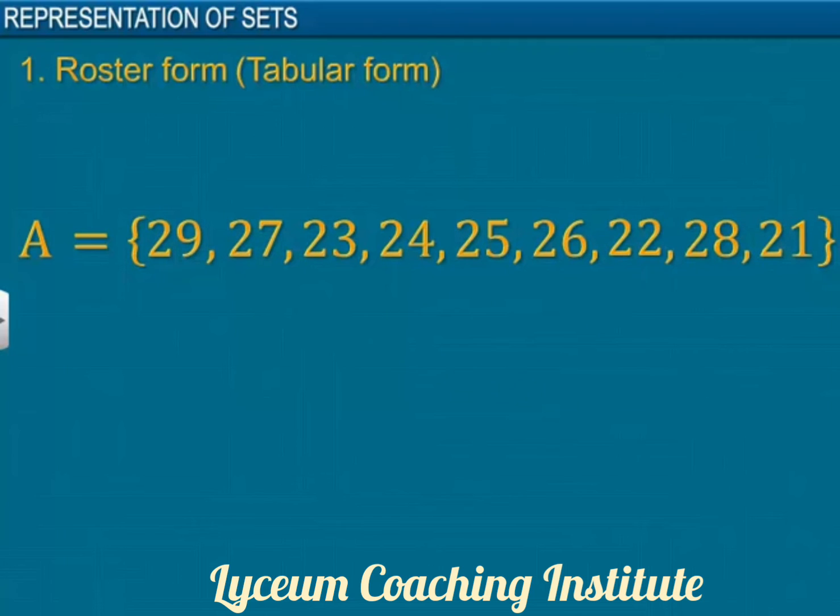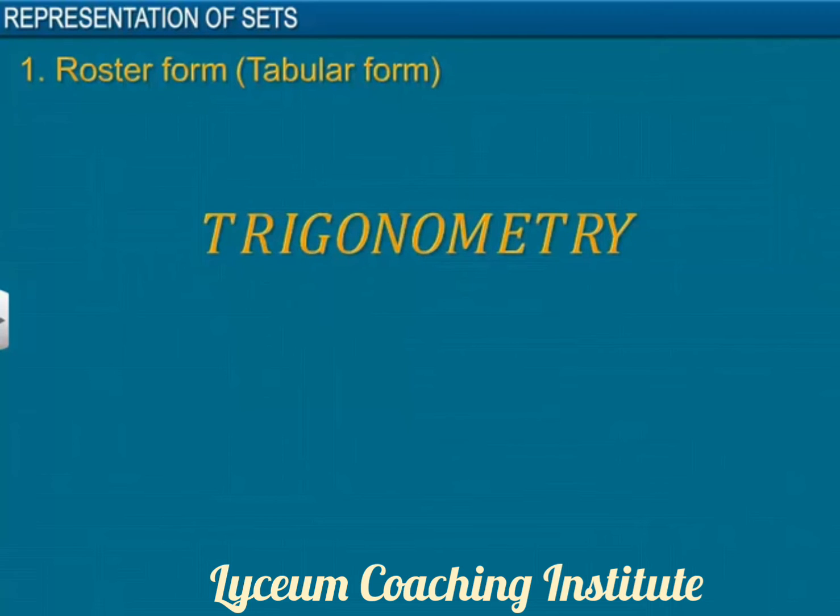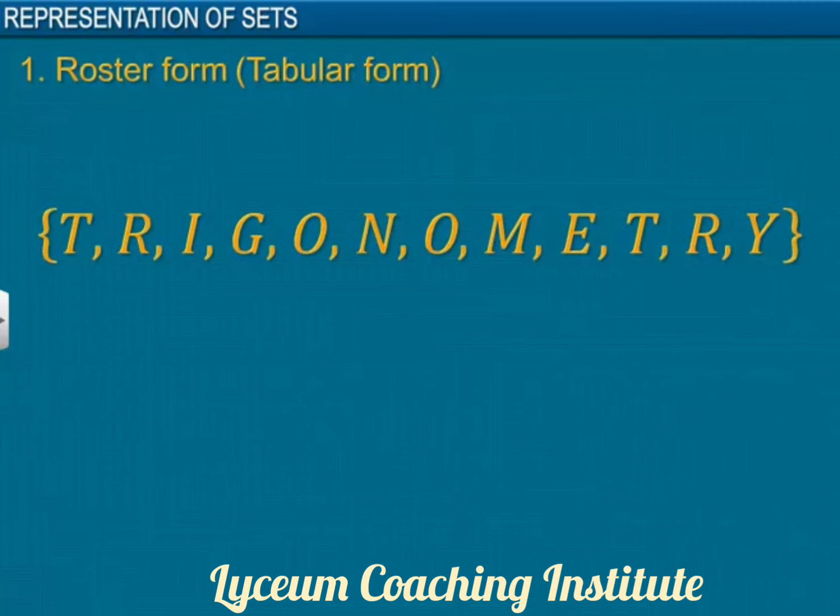While representing a set in roster form, the elements are generally not repeated. For example, let's take the set of the letters of the word trigonometry and represent them in roster form. In the representation, the elements T, R, and O are repeated. So, this set can be represented as shown with the elements T, R, and O written only once. So, only the distinct elements are written while representing a set in the roster form.